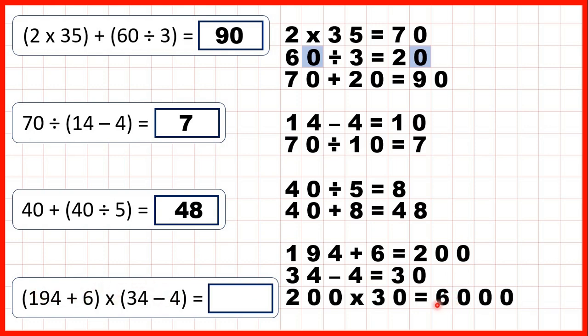That's 6,000, because 2 times 3 is 6, and then if we have 3 end zeros in a multiplication question like we do here, 1, 2, 3, we need 3 end zeros in our answer. So that's 6,000.